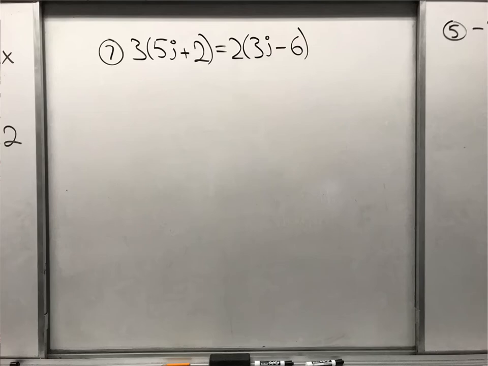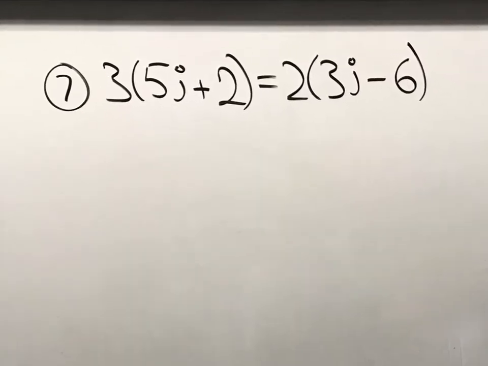Now this definitely is from section 2.4. It's a multi-step equation that requires simplification both on the left and right side. So let's do one side at a time. Let's look at the left side. Is there anything to do on the left side?